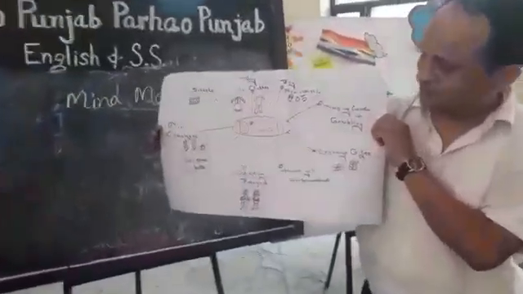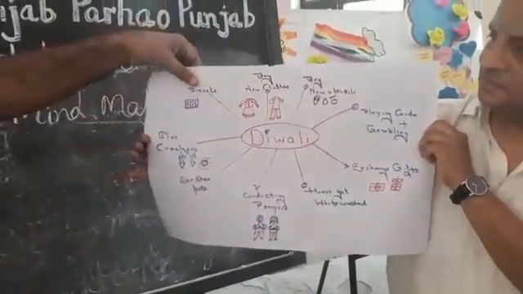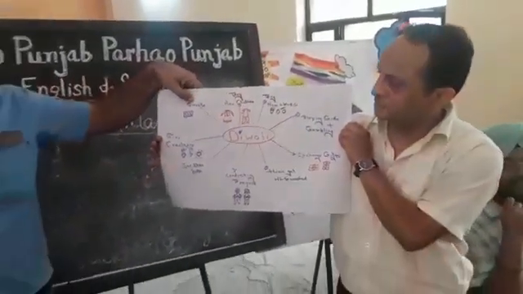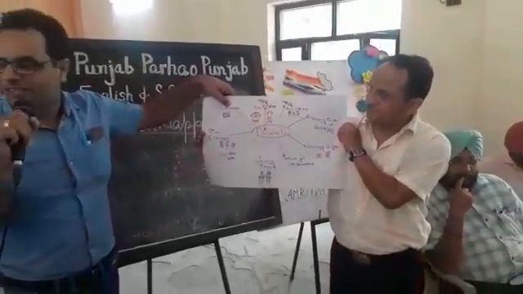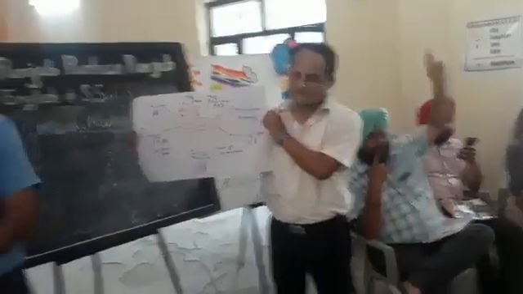Everyone in the class, look at the chart. Word Diwali. Which one is the first word? Sweets. Who likes sweets? Yes. Who likes sweets? Everyone. Very nice.